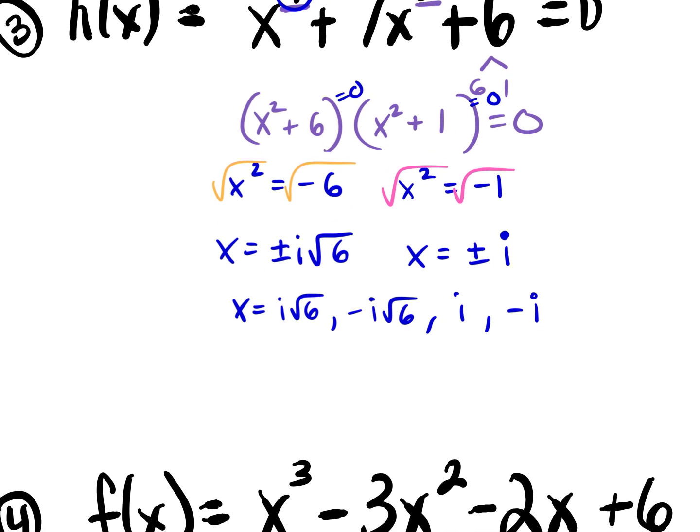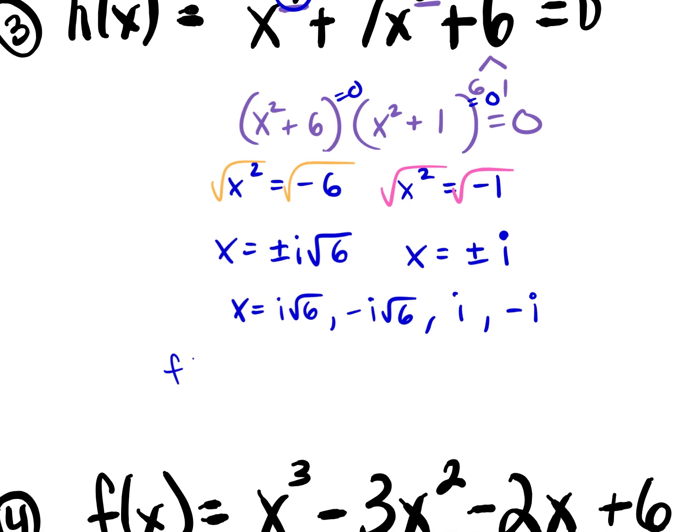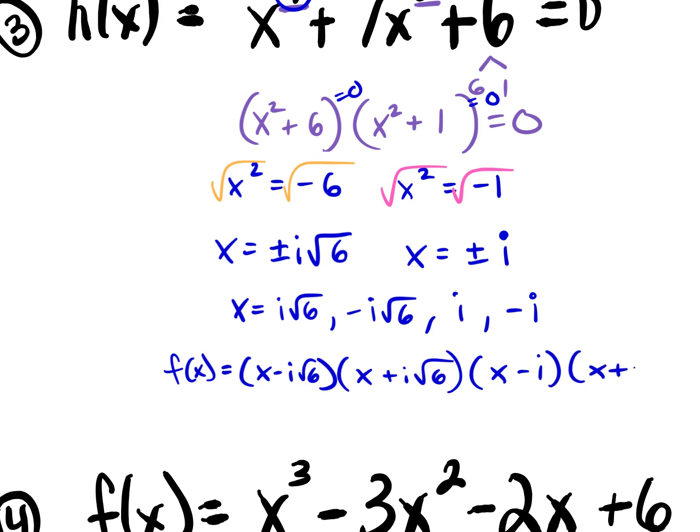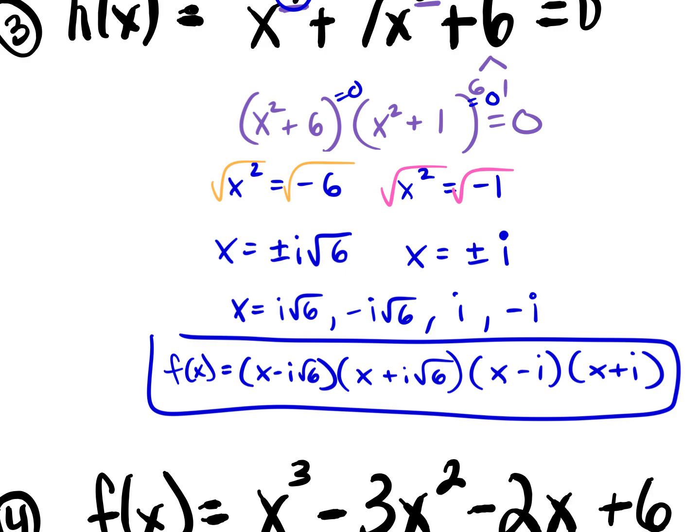Now let's write it out as complete factors. I'm going to say f of x equals what? x minus i square root 6, x plus i square root 6, x minus i and x plus i. So this would be our complete factorization.